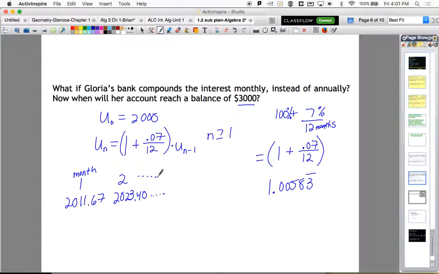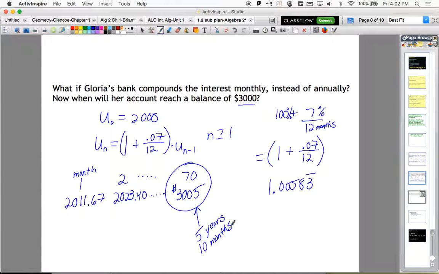In fact, if I keep pressing enter and keeping track, so that's 1 month, 2 months, 3 months, 4 months, 5 months, and so on and so forth, it actually takes us up to 70 months before we finally get to $3,005. And so that is actually going to be our answer in this case. When we're using a recursive formula, we really have to keep track of our counting, all the way up to 70 months before we cross over $3,000. So if we think about what 70 months is, that'd be 5 years. 5 years would be 60 months, 5 times 12, 60, and then another 10 months before we would get over $3,000.